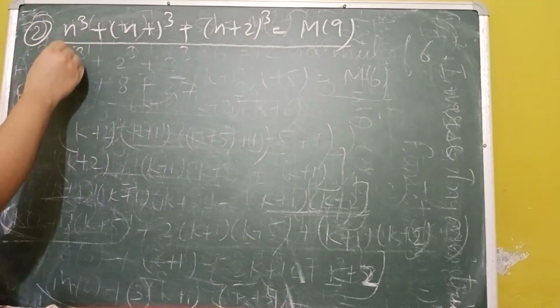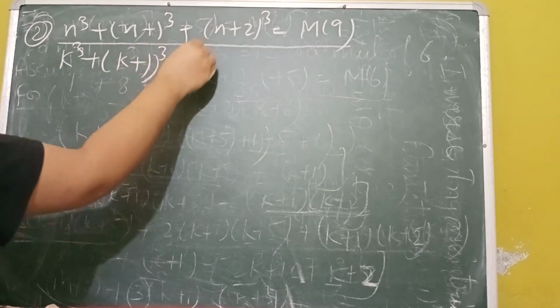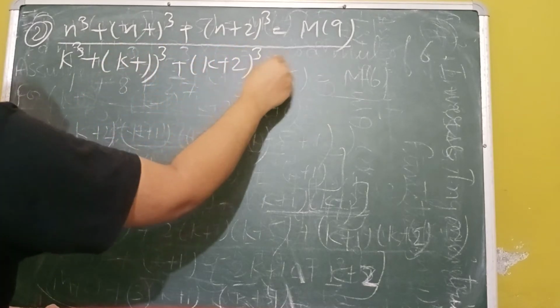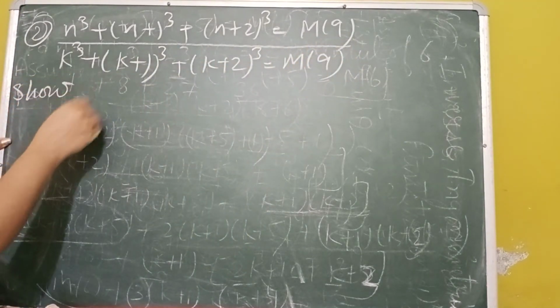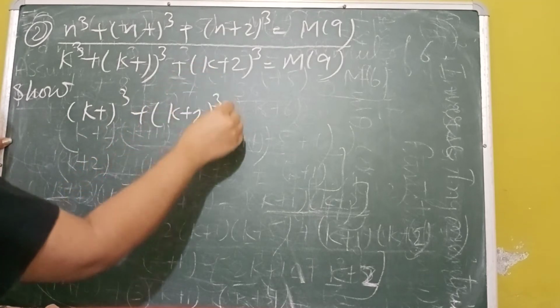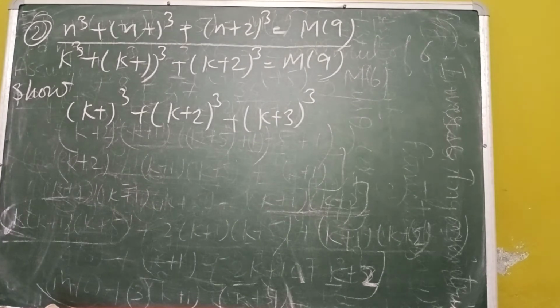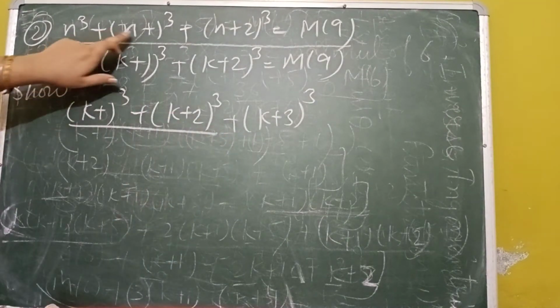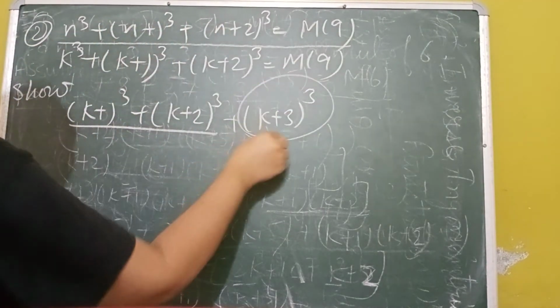Then we can assume it for k, that means k cube plus (k+1) cube plus (k+2) cube is surely a multiple of 9. We have to show for k plus 1, that means (k+1) whole cube plus (k+2) whole cube plus (k+3) whole cube is a multiple of 9. So we will keep these two terms safe because they are already there. We don't need to split them. We will change only this.